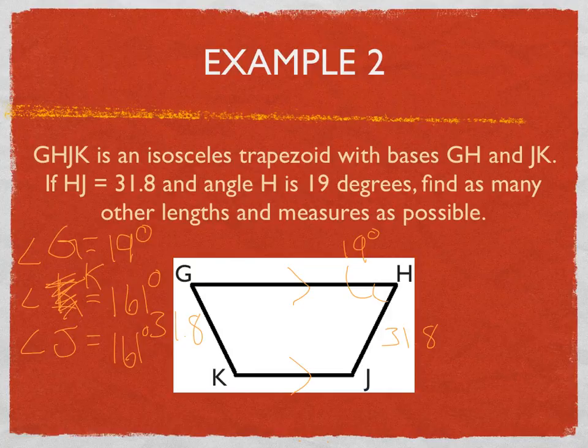Are there any other sides or angles I could find? I have all my angles, so there's no more angles I could find. But could I find anything about my two sides, JK and GH, as far as their length? No, there's nothing I can do there. Eventually, when we get to trigonometry, you could. Actually, even then, that's rough to do. But you could, eventually. We're just not going to get there yet. Even then, you would have to be using some trig.